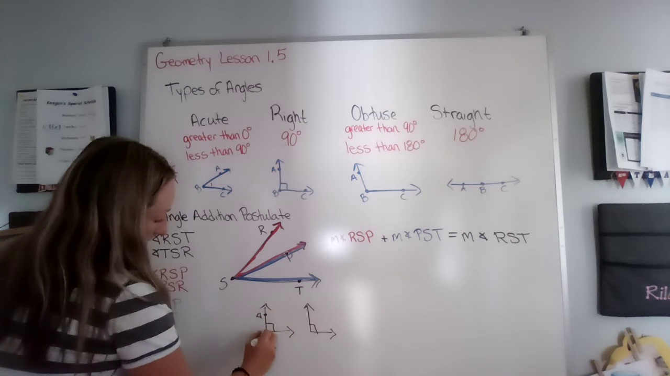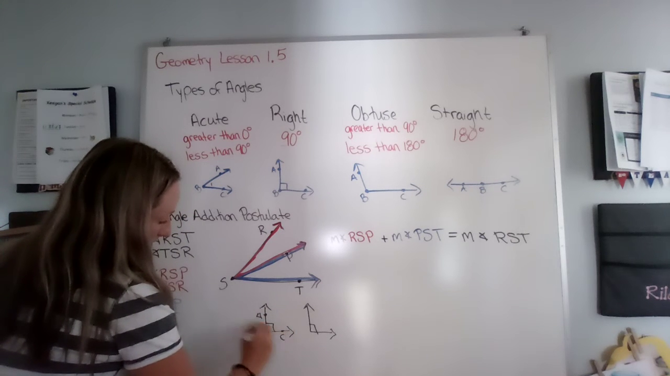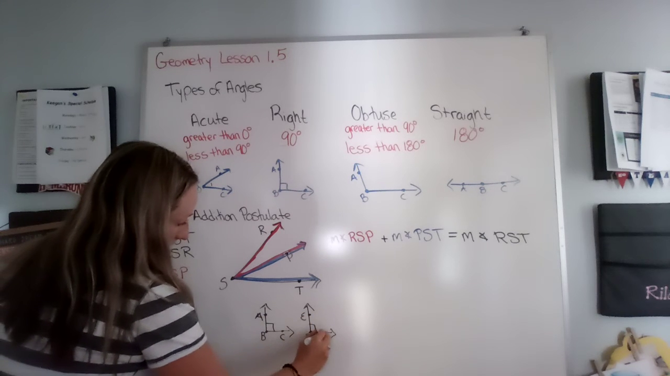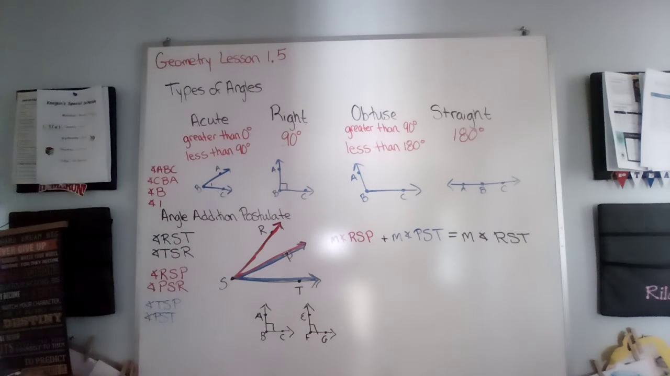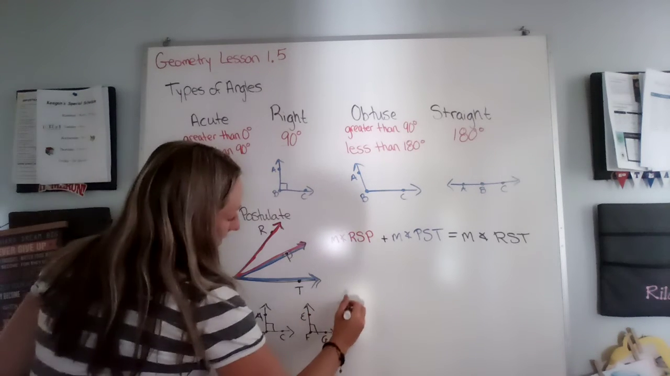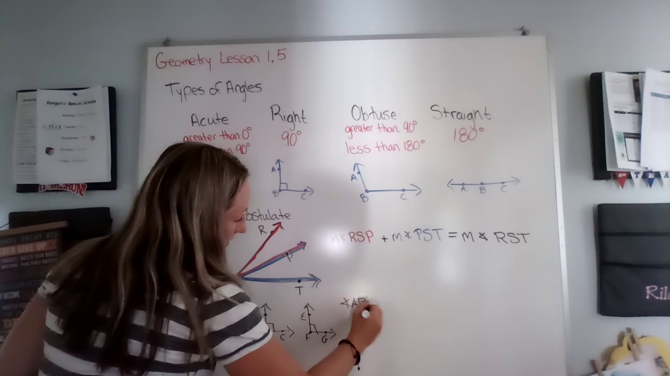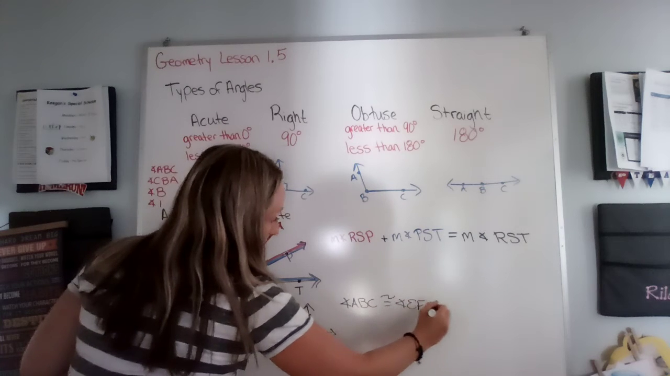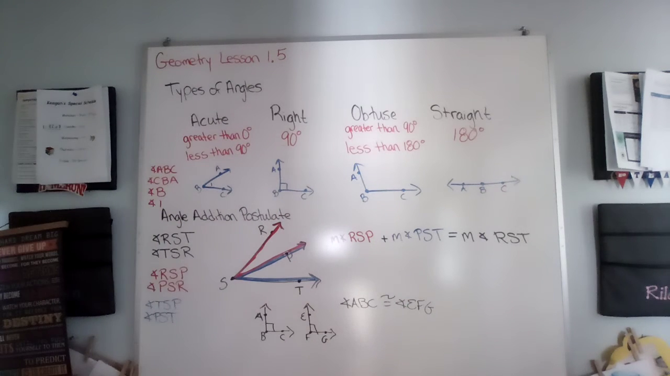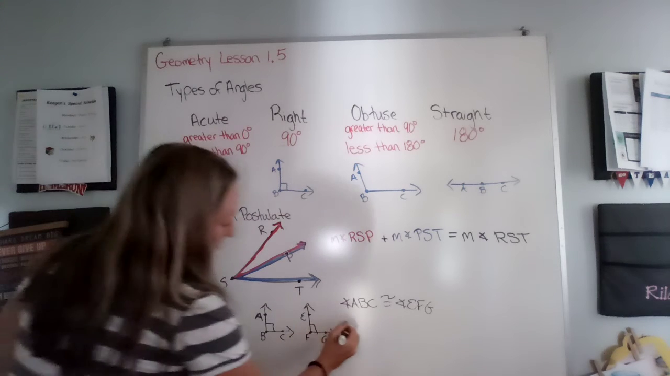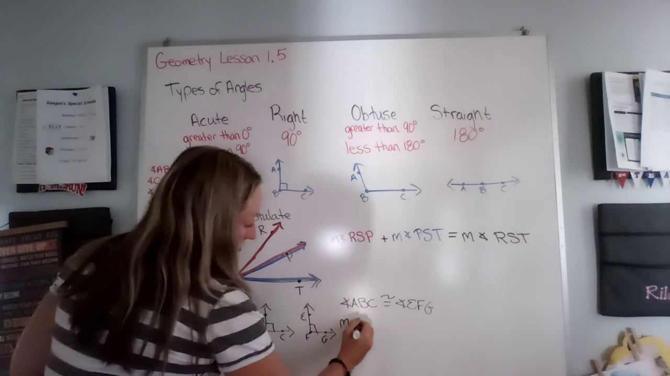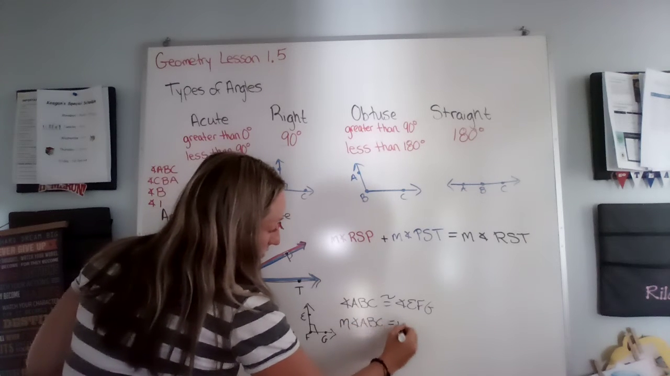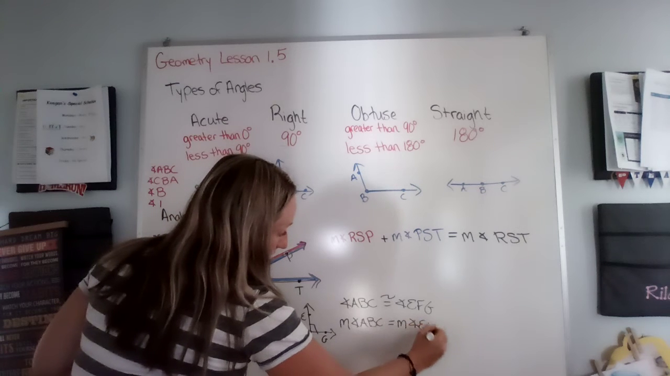I'll call this A, B, C, and then E, F, and G. If I wanted to say that those two angles were congruent to each other, I would say that angle ABC is congruent to angle EFG. If I wanted to say that their measures are equal, meaning that they're both 90-degree angles, I would put an M indicating measure. So the measure of angle ABC is equal to the measure of angle EFG.